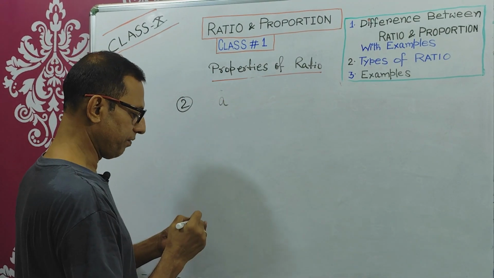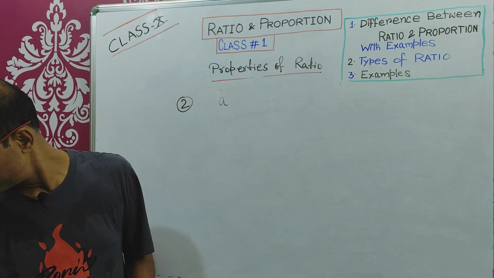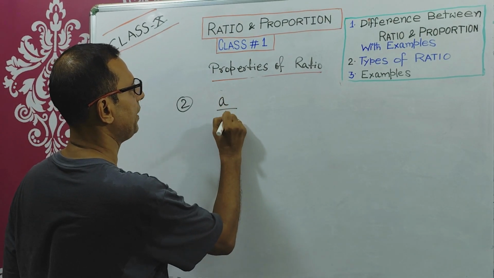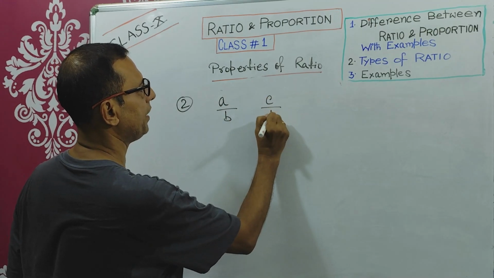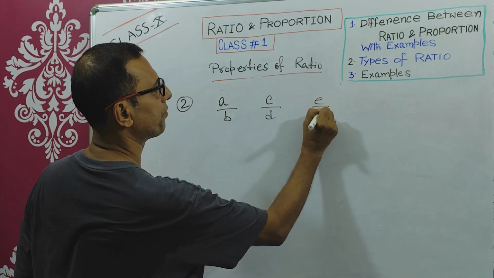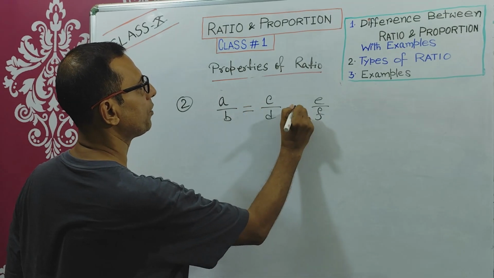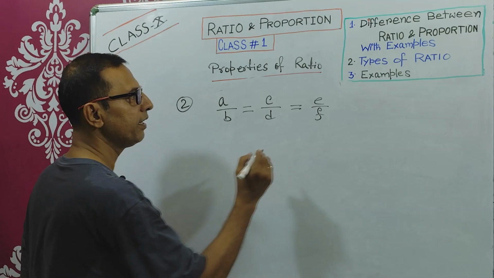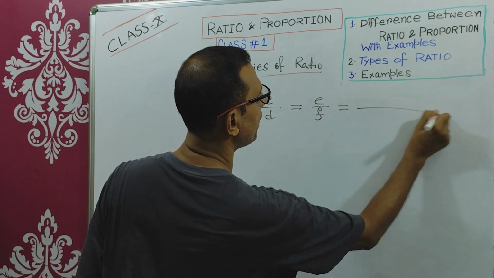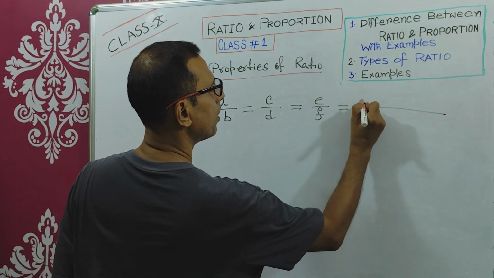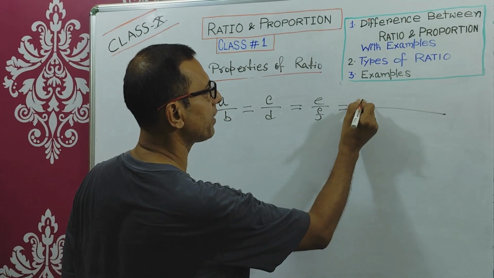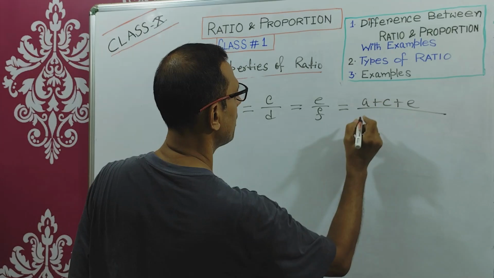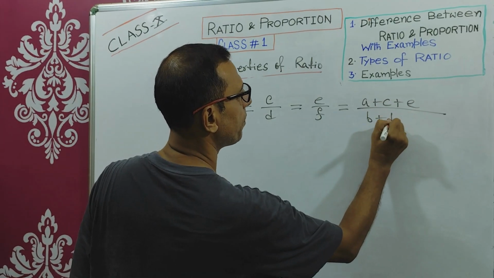Now the second property. Let's say there are three given ratios: A by B, C by D, and E by F. And these ratios are equal to each other. A by B equals C by D equals E by F. Then each of the ratios will be equal to the sum of the numerators or antecedents. That means A plus C plus E by B plus D plus F.